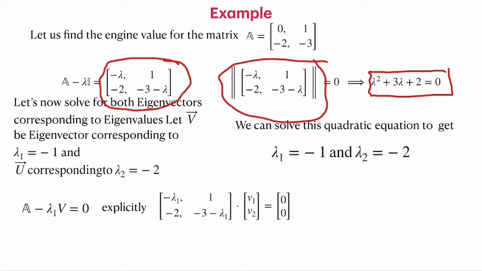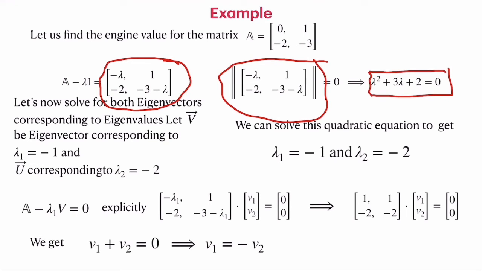This is multiplied with the column vector V1 and V2 and set to 0. So we get two equations in this case because lambda 1 is minus 1. We simplify this equation, and we get V1 plus V2 is equal to 0. Both components give the same values, and what we have is a constraint: V1 is equal to minus V2.